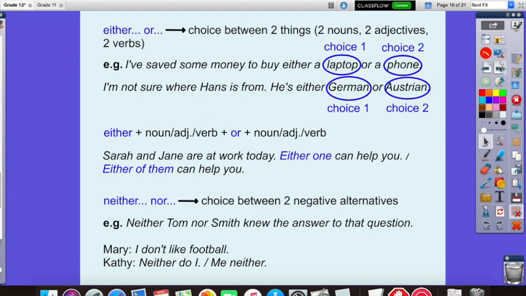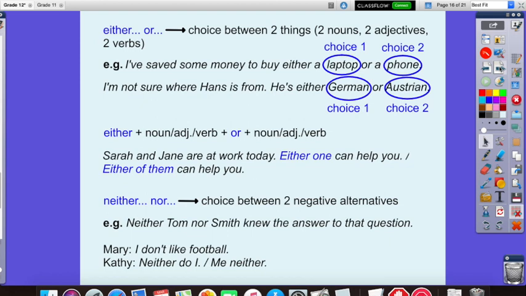Sometimes it happens that the nouns have already been identified earlier in the conversation or context. If that's the case, there are a few other structures that can be used. For example, Sarah and Jane are at work today. So we've already set the context. We've identified the nouns, Sarah and Jane. There's no need to repeat them. We can say, either one can help you, or either of them can help you.